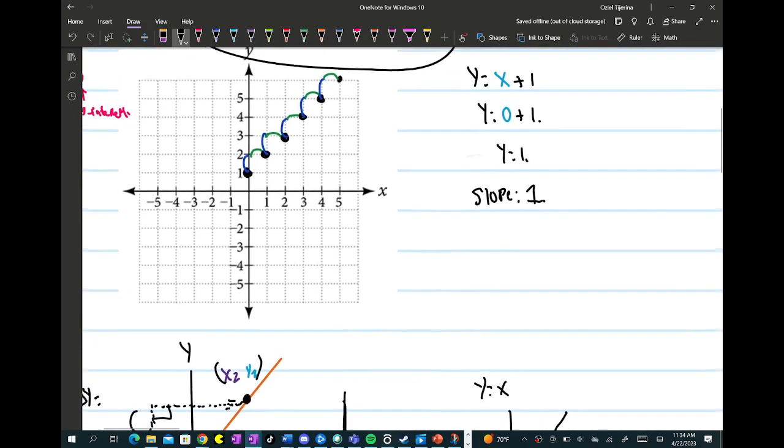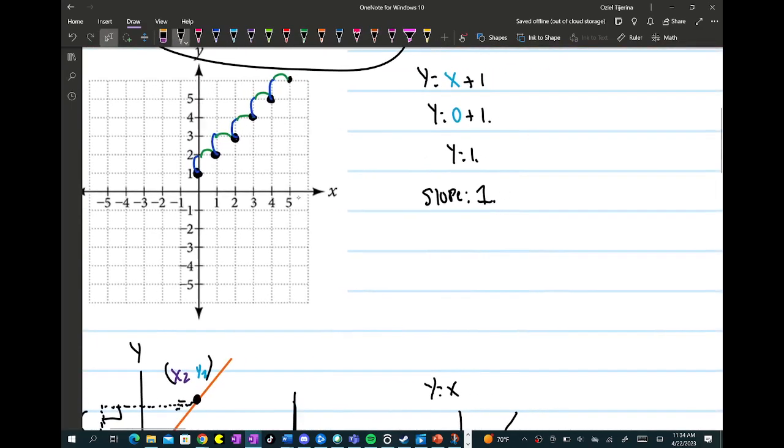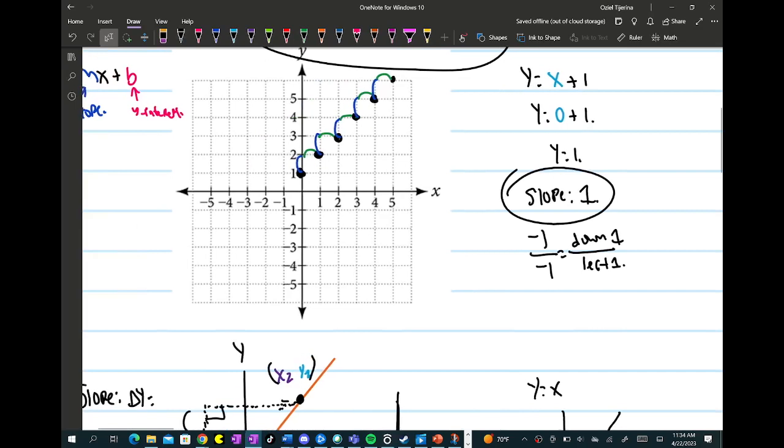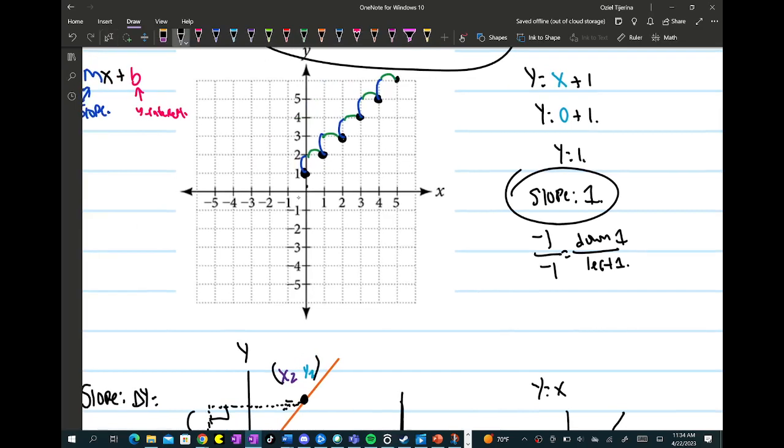So what I'm going to say is that my slope can also be -1 over -1, because this is the same thing as 1. But now we're going down 1 and left 1, because we have to make a line. We can't go up one, left one, because that just wouldn't make sense. It has to look like a line. So it goes down one and then left one.